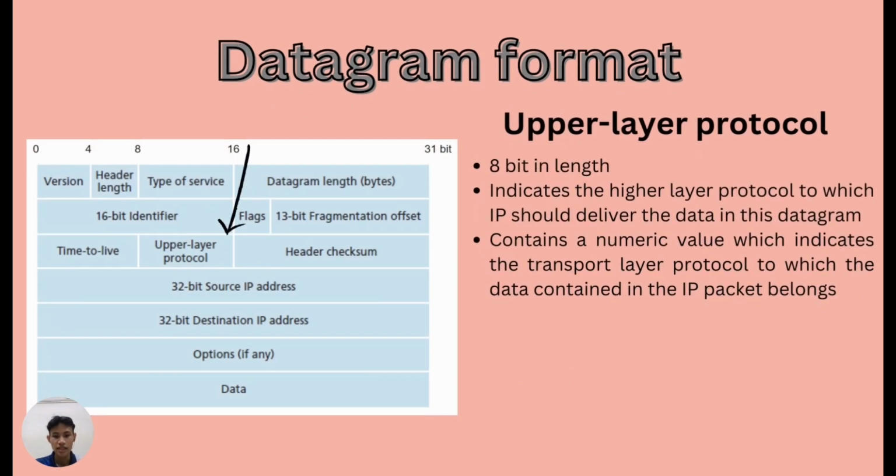The next field is upper layer protocol. The size is 8 bits in length. Upper layer protocol indicates the higher layer protocol to which IP should deliver the data in this datagram. It contains a numeric value which indicates the transport layer protocol to which the data contained in the IP packet belongs.